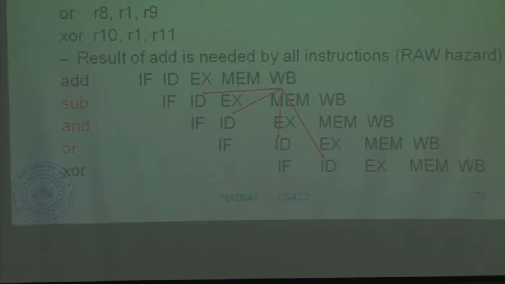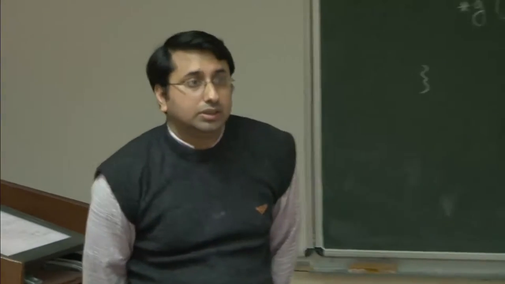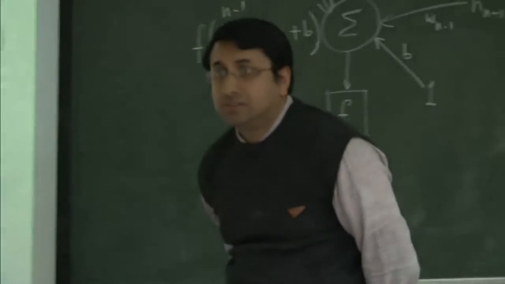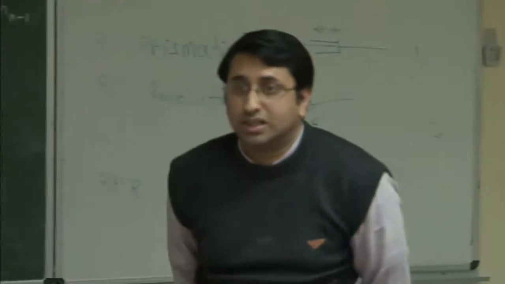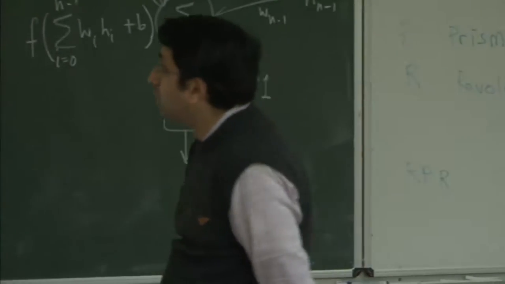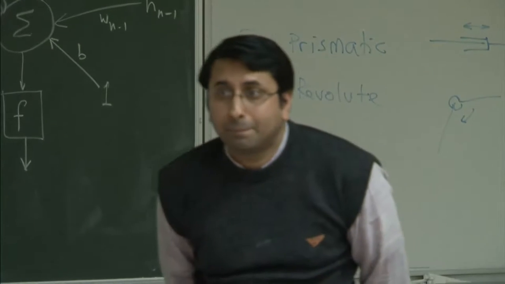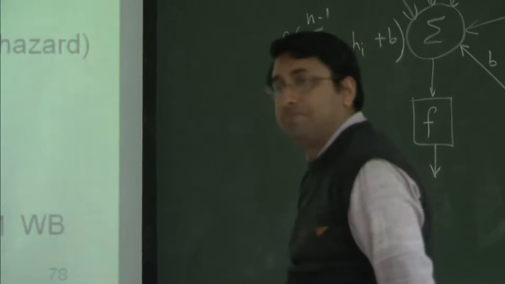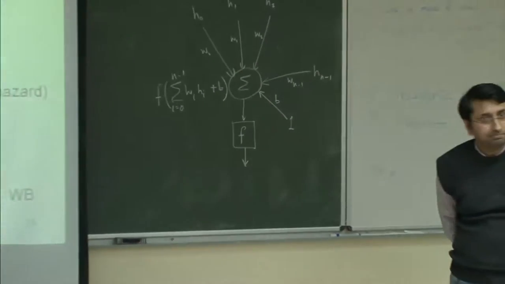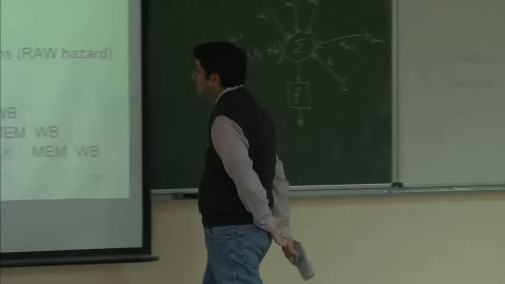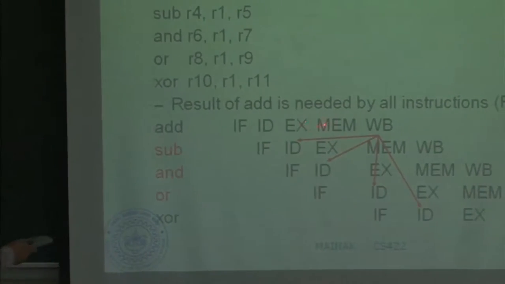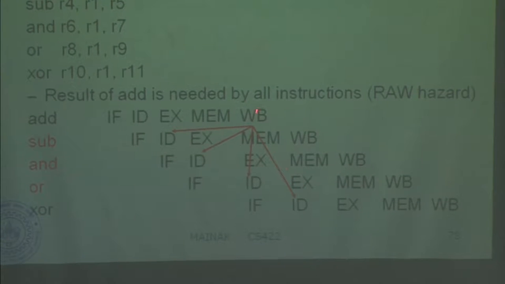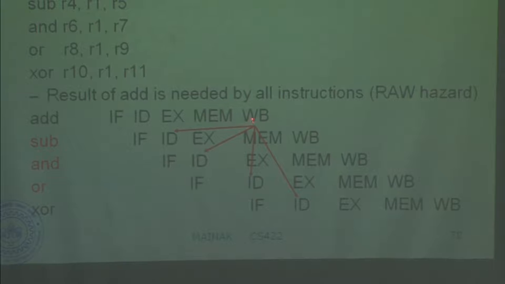Are there any better solutions? Does anybody see any better solution? Anything else that can be done? Where is the value produced? R1. Which pipe stage? Yeah, X. So the value is known here. So can I do something? Directly pass the value, exactly. Since the value is available in the pipeline somewhere, I can pass the value to this one, and to this one, and then this one will read the value from the register file.